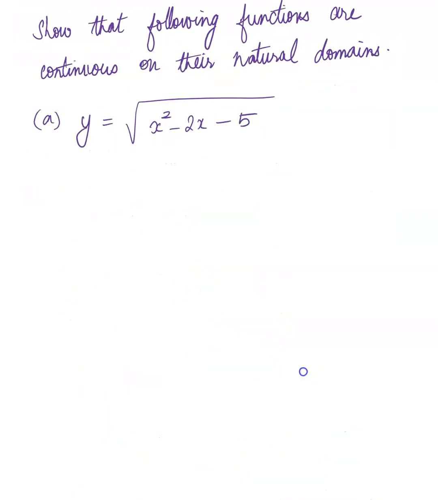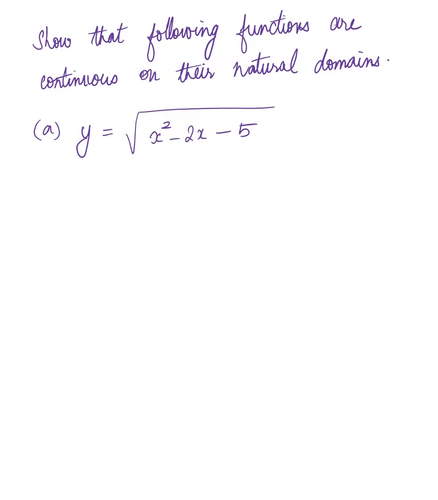The question says, show that the following functions are continuous on their natural domains. We start with the first one: y equals the square root of x squared minus 2x minus 5. In order to answer this, we need to first figure out what the domain is. The domain is determined by the square root. The square root function is continuous only from 0 to infinity, because that's how it is. And because it's a root of a continuous function, it's actually a root of an identity function. Let me write the description here. Square root function.